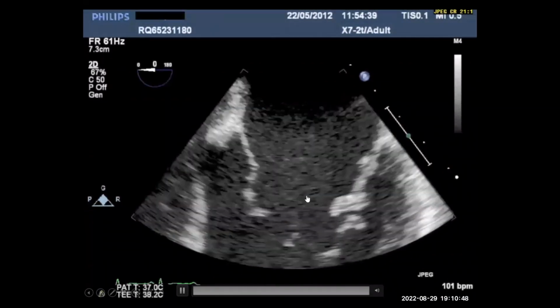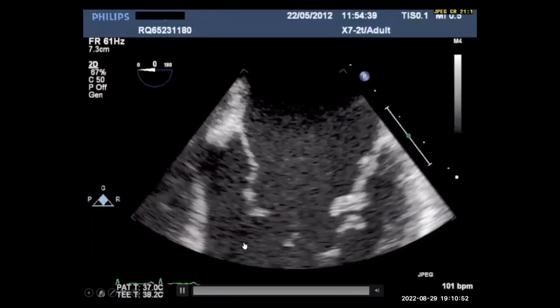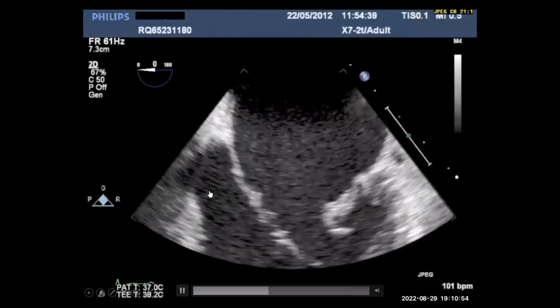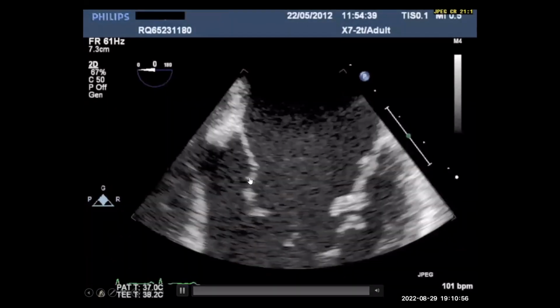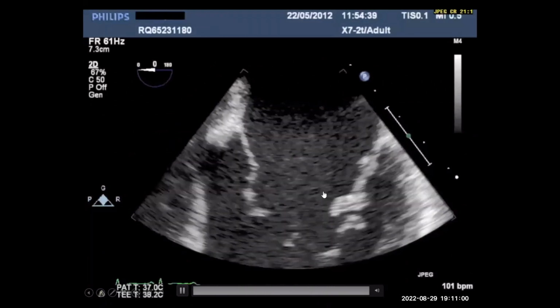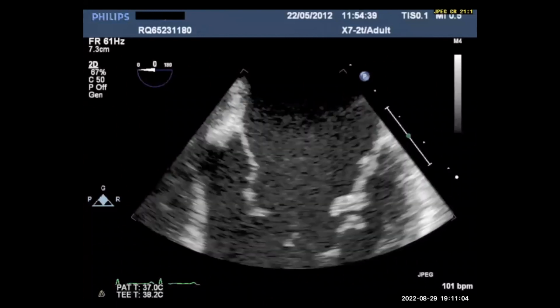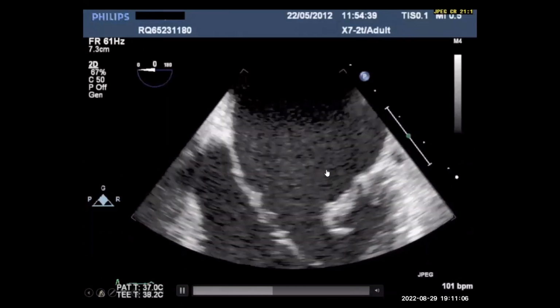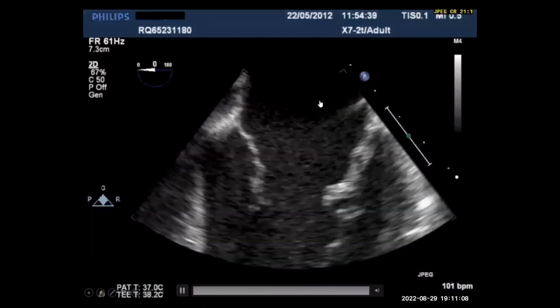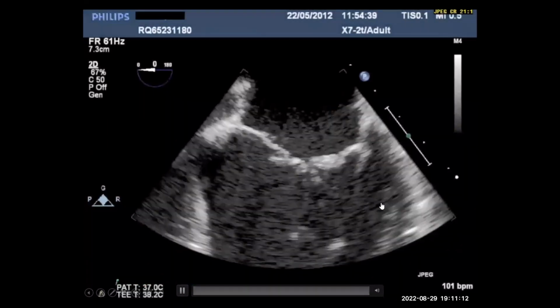So what you can see here is the left atrium on the top of the screen, the left ventricle, and a little bit of the aortic valve over there. And this is the anterior leaflet of the mitral valve, and this is the posterior leaflet. Clearly, in this case, there is a posterior leaflet prolapse with some ruptured chordae, and you can see the posterior leaflet jumping inside the atrium instead of staying in the plane and in contact with the anterior leaflet.